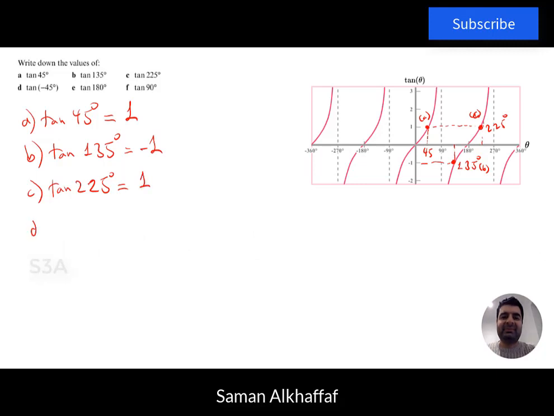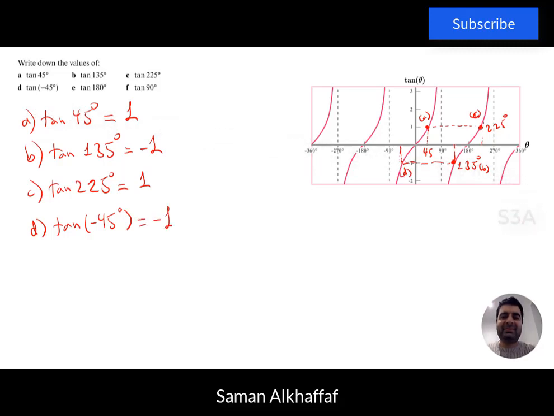Now we look at part D, so that's tan of minus 45 degrees. That means we will work on the negative x-axis. So in this scenario, it will be somewhere here in the middle, working in the negative axis, which will be -1. So that's part D, and that's minus 45.